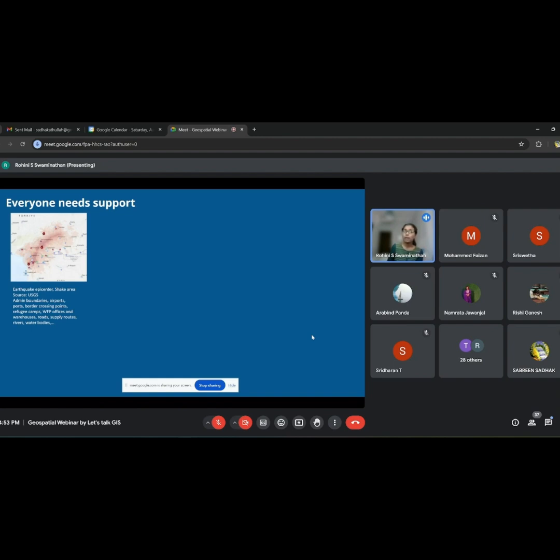So when the UN has to respond, the most basic thing that they need is every possible information. And that's why it becomes important to map where everything is. That's my first step. So this is an example where we were already able to map every admin boundary, airports, ports, border crossing points, refugee camps, put all of that together along with a shake area of where the earthquake happened in itself.